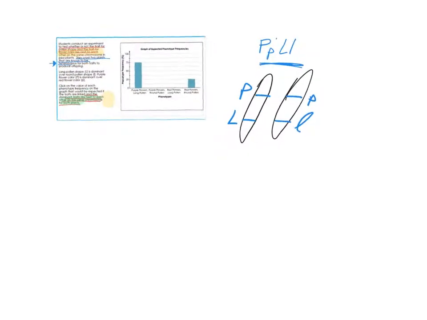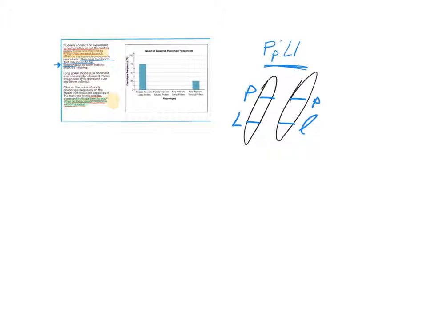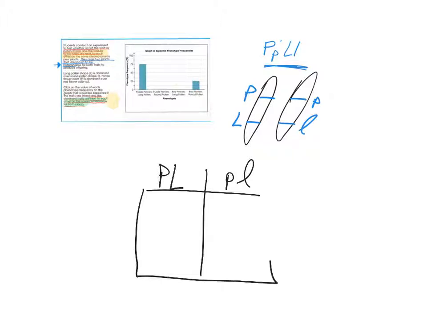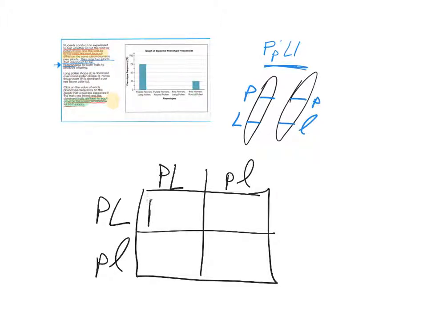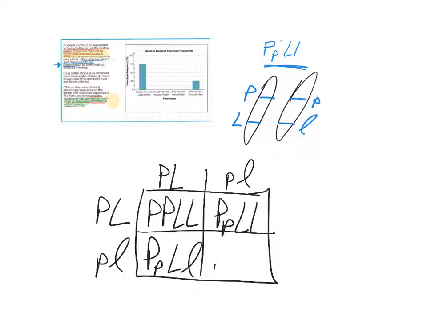So that means if they're going to make gametes, the only gametes they can make are big P, big L, or little p, little l. That's all they can make. And both parents are in the same situation. So you have big P, big L, and little p, little l. So that gives you this, this, and this.